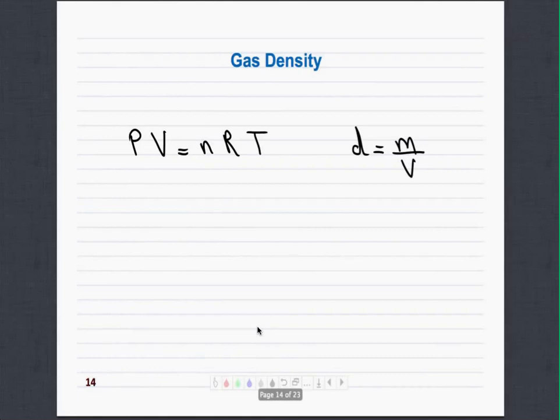So PV = nRT, and I know that the density equals the mass over the volume. Now, I know that n, the number of moles, is calculated as the mass over the molar mass. So n equals the mass over the molar mass. If I rearrange this equation, P multiplied by the molar mass equals M over V times RT. And now M over V is the density. So P times the molar mass over RT equals the density of the gas.